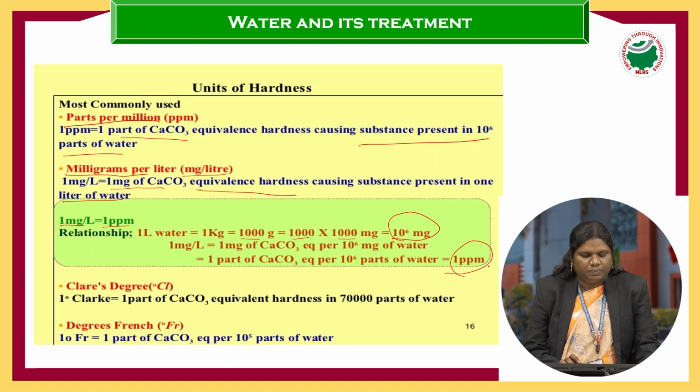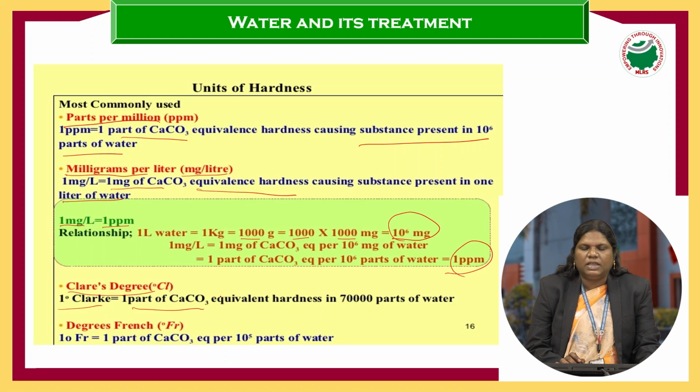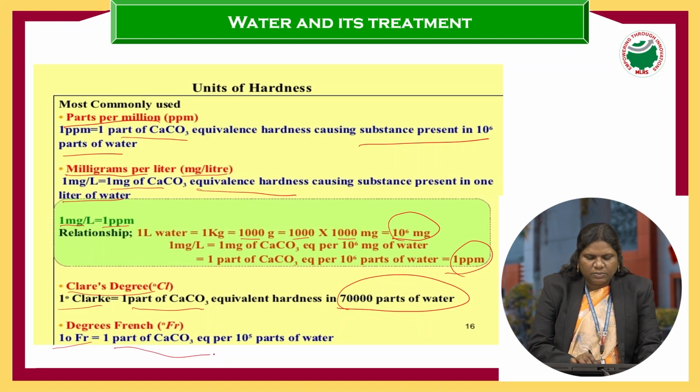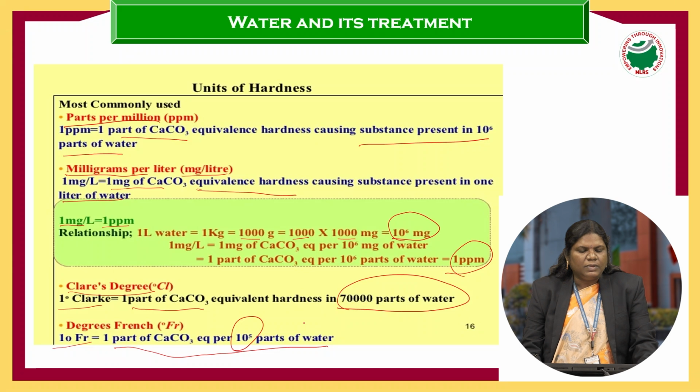This is the relationship. Clark degree: 1 Clark equals 1 part of calcium carbonate equivalent hardness in 70,000 parts of the water. Degree French: 1 degree French equals 1 part of calcium carbonate equivalent present in 10 to the power of 5 parts of the water. The most commonly used units of hardness of water are ppm, parts per million, milligrams per liter, degree Clark or degree French.